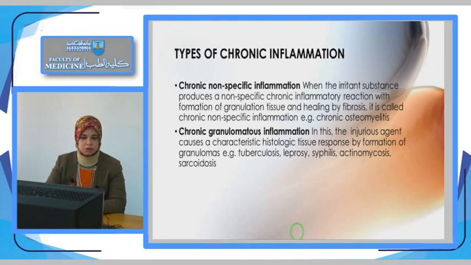It is also called chronic non-specific inflammation when the irritant substance produces a non-specific chronic inflammatory reaction with the formation of granulation tissue and healing by fibrosis. It is called chronic non-specific inflammation, like in chronic osteomyelitis. But we agreed that if it is chronic specific inflammation, it is called chronic granulomatous inflammation, and we will learn what it is in detail in the coming slides.